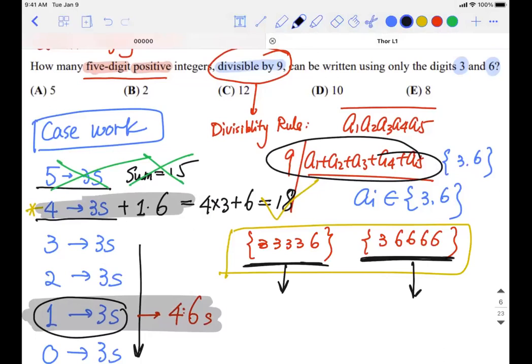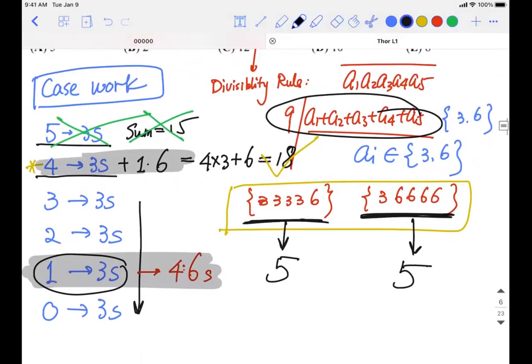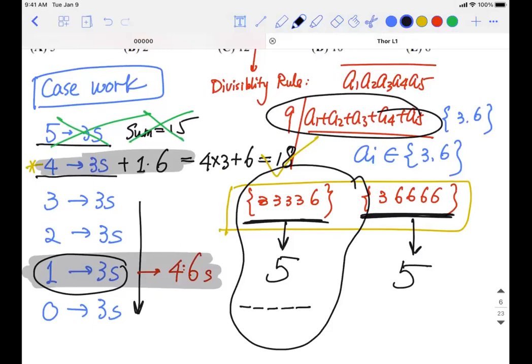So the answer is that there are 5 numbers that you can make with each, and in total that would be 10 integers. Exactly, right? That's a perfect answer. So why can 5 numbers be generated from here? You can think of the problem this way. You have 1, 2, 3, 4, 5 spots. You want to arrange these 5 digits.